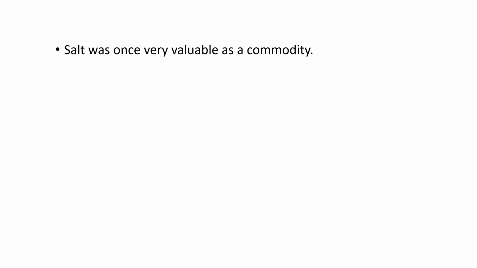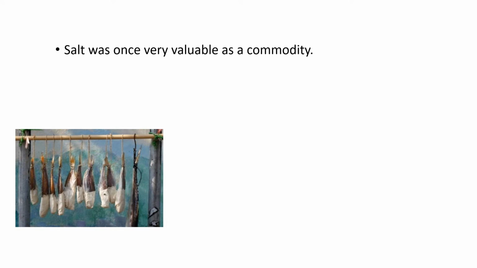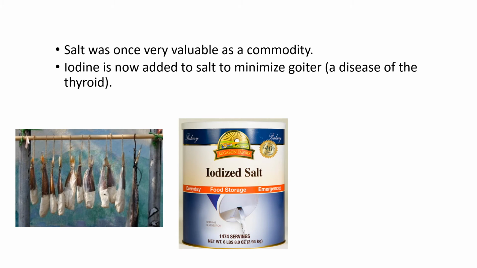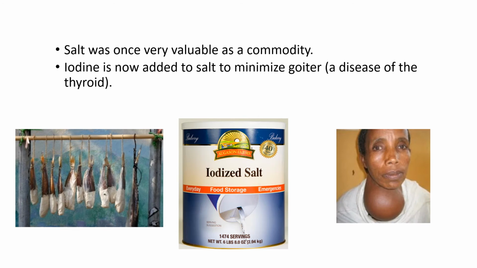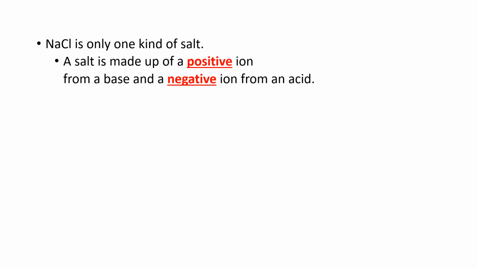Salt in general was super highly valued as a commodity. It's great for preserving foods. Okay. Generally, table salt you find right now is not pure sodium chloride. It also has some sodium iodide in it. So iodine's added, which minimizes goiter, which is a disease of the thyroid that can result in some extreme swelling in the neck. So sodium chloride is one kind of salt.